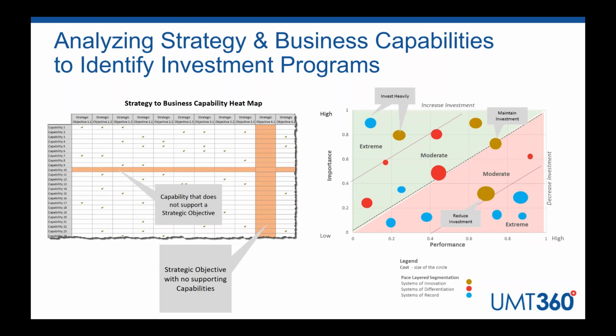So we can see here key strategic objectives and capabilities coming from our capability portfolio that are supporting each one of the strategic objectives. You may see here that we have a capability that does not support any of the strategic objectives. Does this mean that we need to decommission that, retire that capability, or is it simply maybe more of a foundational business capability supporting operational aspects of the business? We also have an example here of a strategic objective with no supporting business capabilities, which is a problem.